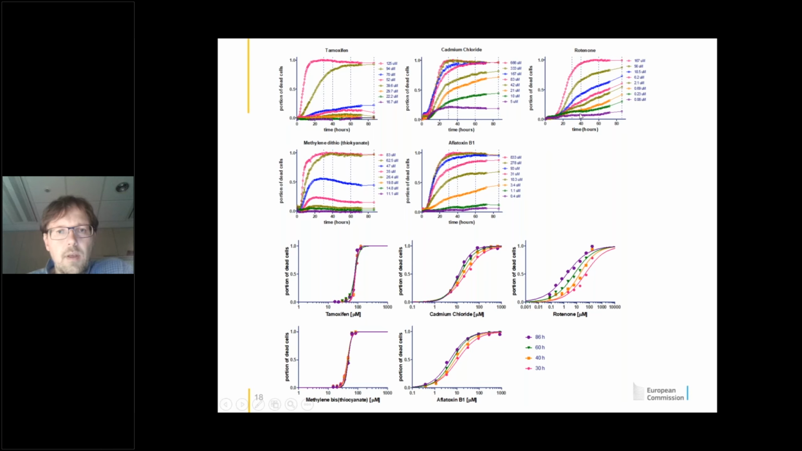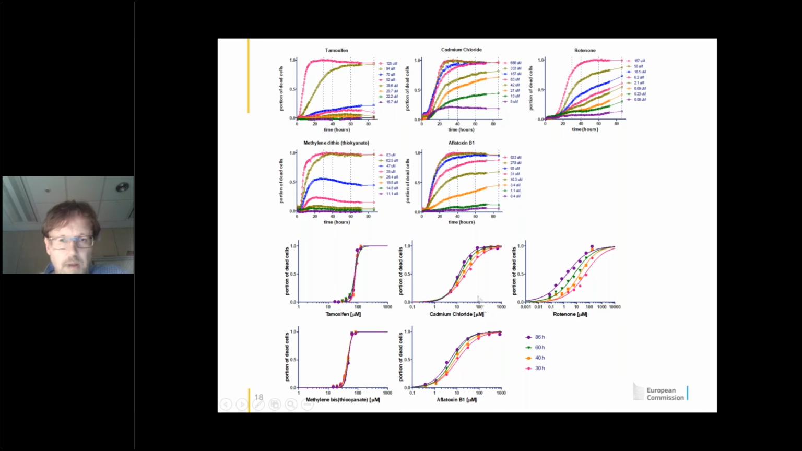The same responses can be plotted in a different way, which is probably more common for toxicologists, when you put the concentration on the x-axis and the portion of dead cells on the y-axis again. So you can see, when you increase the concentration, everything is alive first, and then the cells start to die, and at the highest concentration, everything is dead, all 5 chemicals.